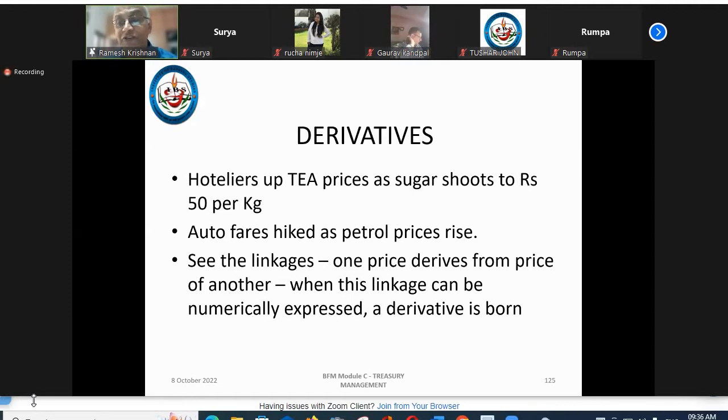If you look at the definition, it will say a derivative is a contract which derives its price from an underlying. Now everybody will have a doubt, what is this underlying? So when you take a live example, in this case, sugar price is an underlying for determining or giving a direction to the price of tea. So this is what is an underlying and a numerical linkage.